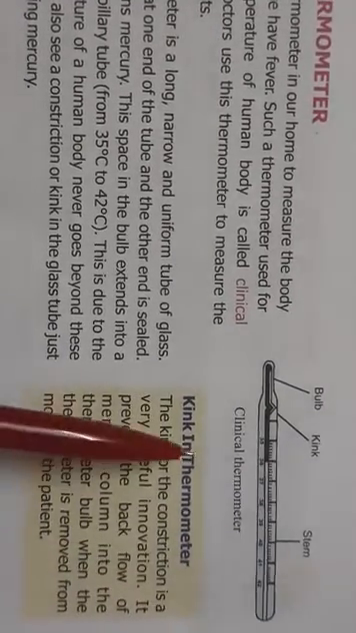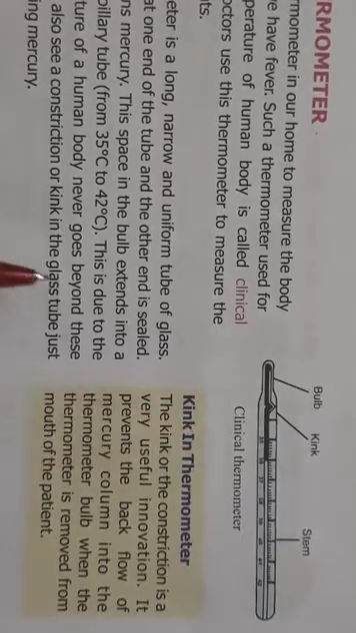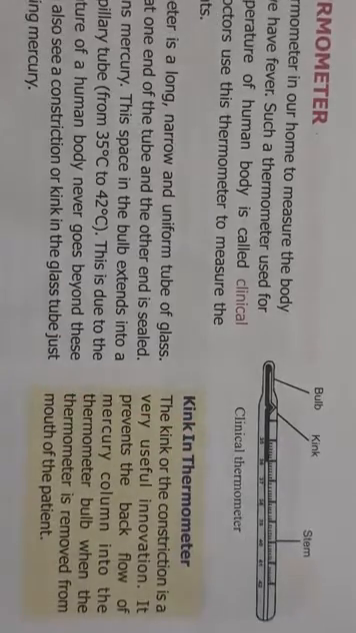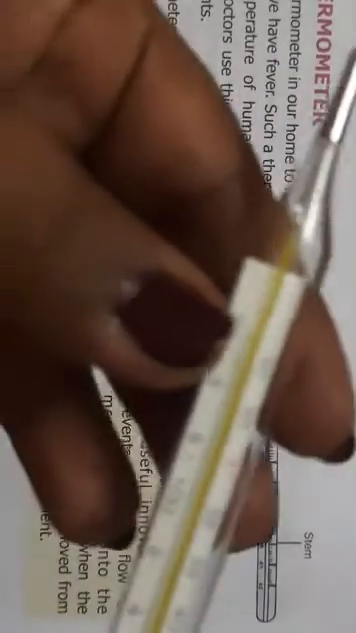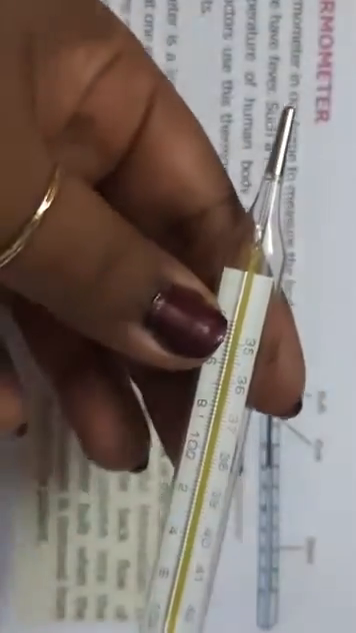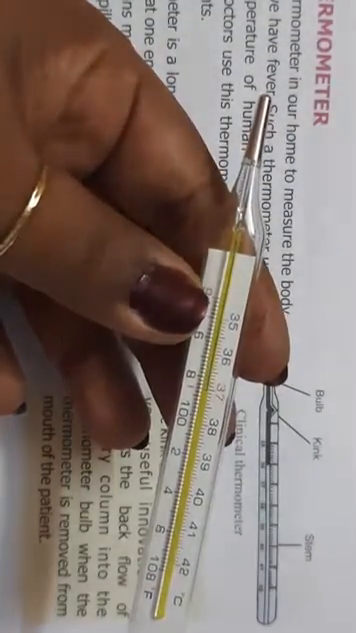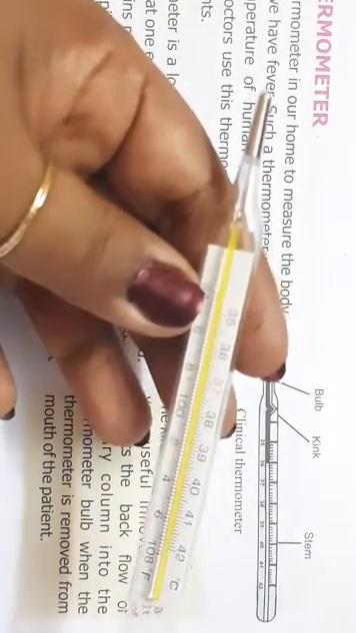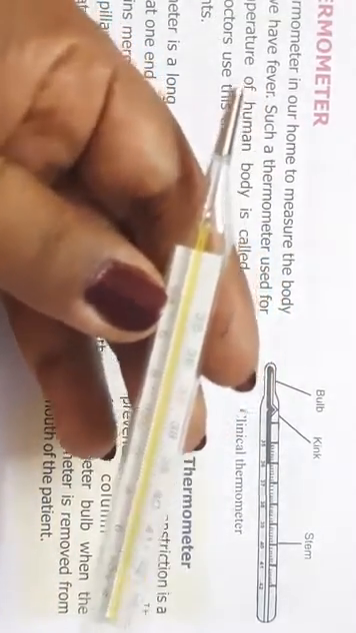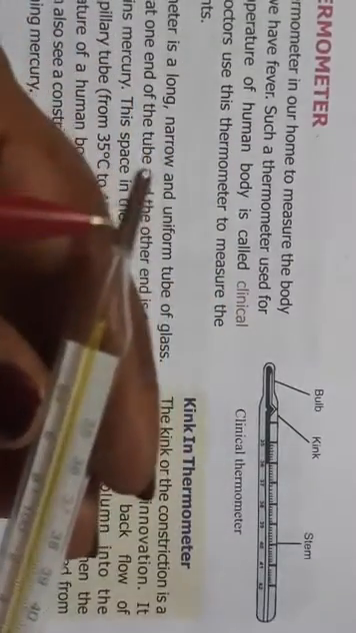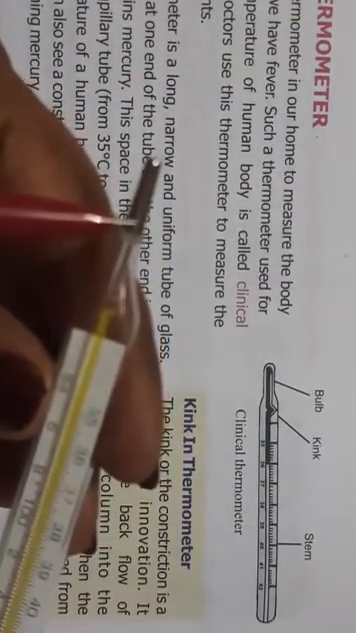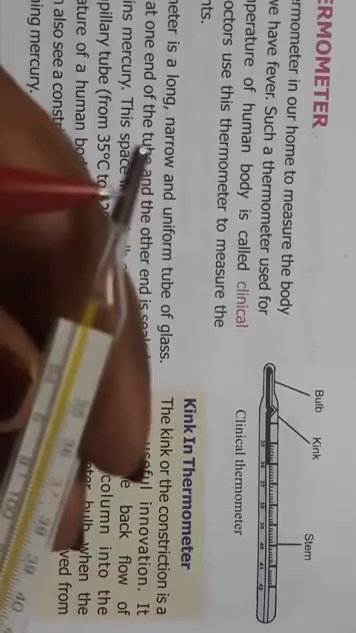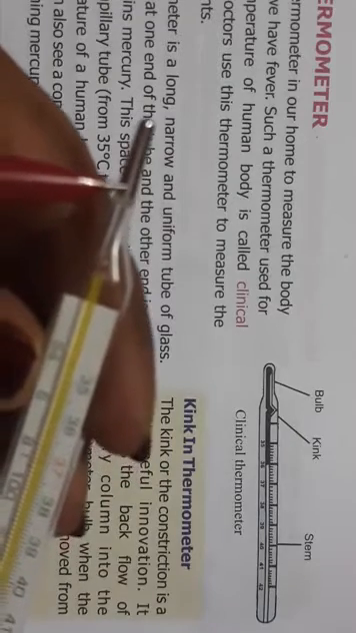It looks like this. A clinical thermometer. See, I have got a clinical thermometer in my hand. And what does it look like? A clinical thermometer looks like this. What does it have? It has a bulb, the portion that we put in our mouth. This is called the bulb.